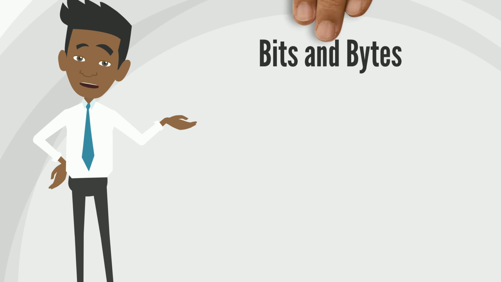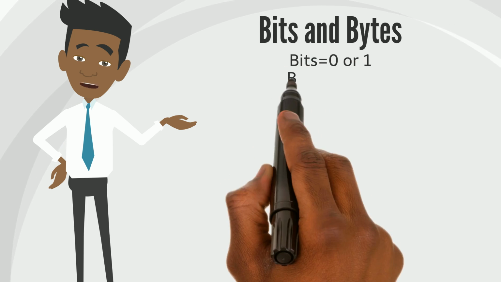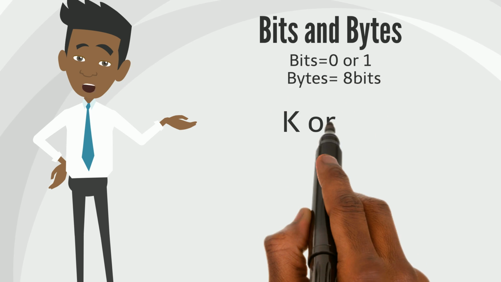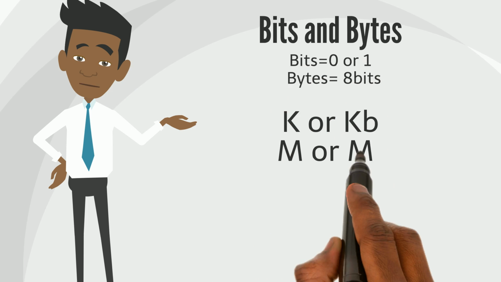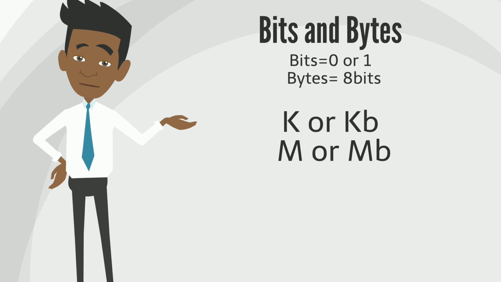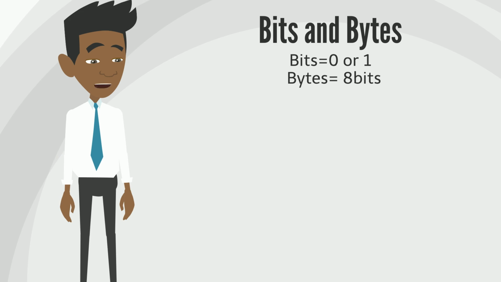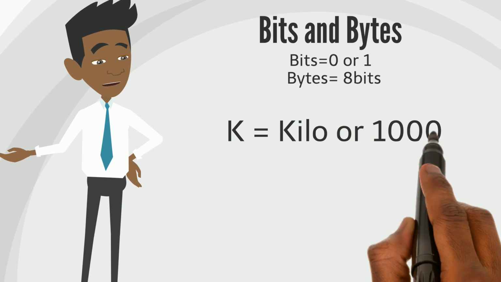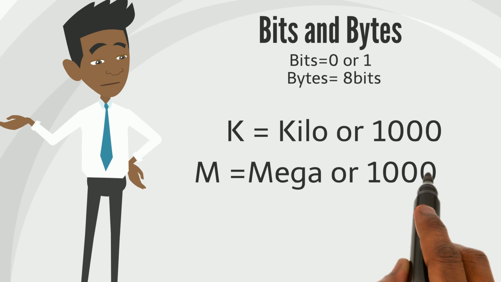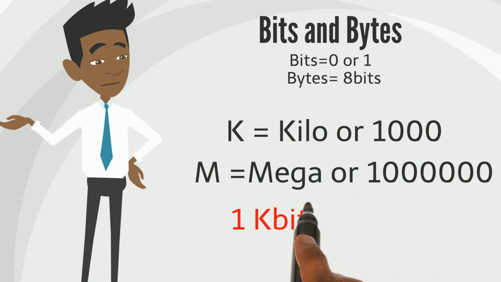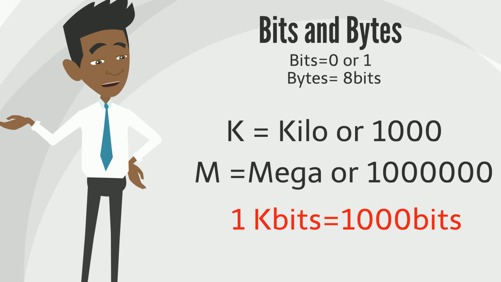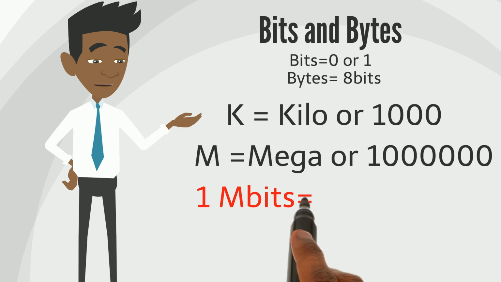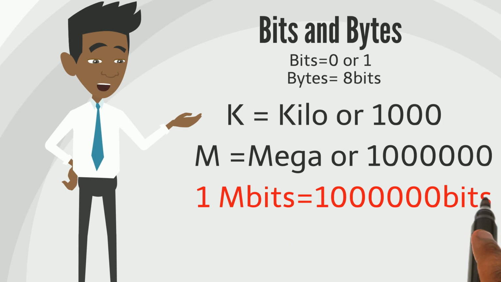Now, when we're talking about bits and bytes, you're also going to see the term K or KB or M or MB. And those Ks and Ms simply refer to kilo. K is for kilo or thousand, and M is for mega or million. So 1 K bits is 1,000 bits. 1 M bits is 1 million bits.